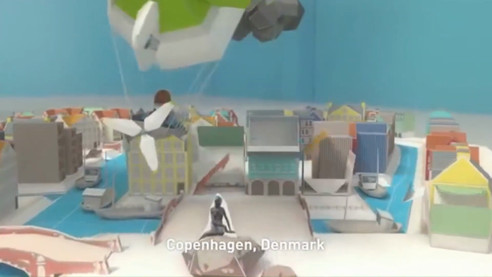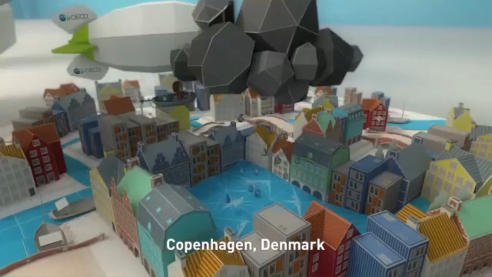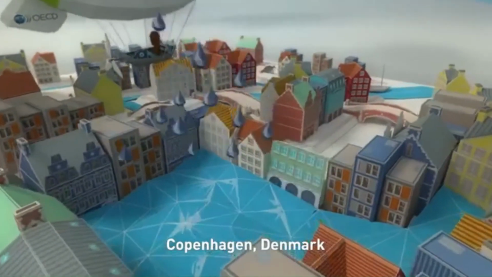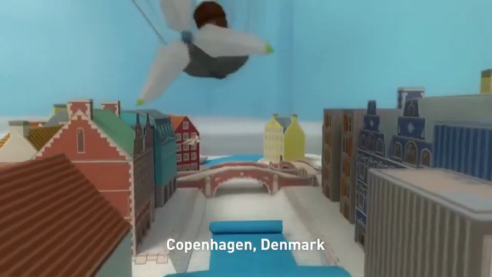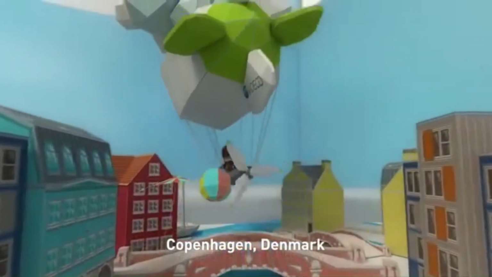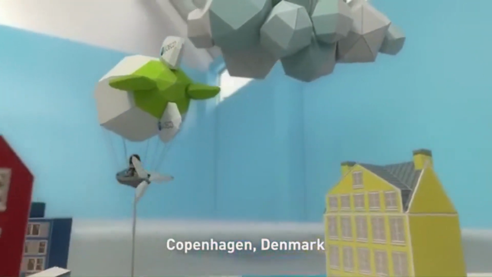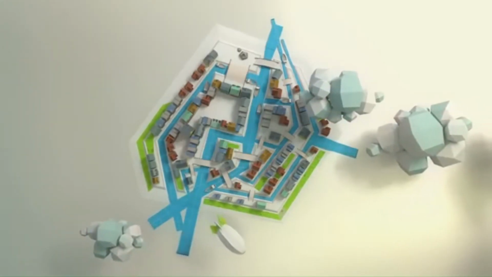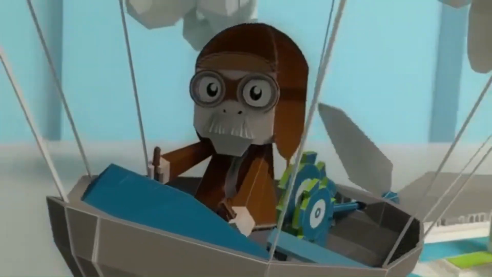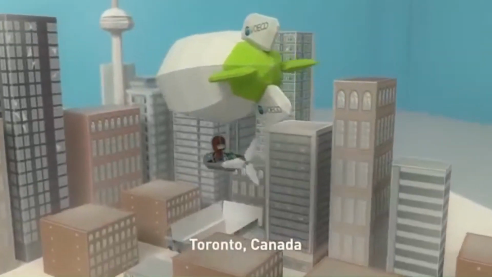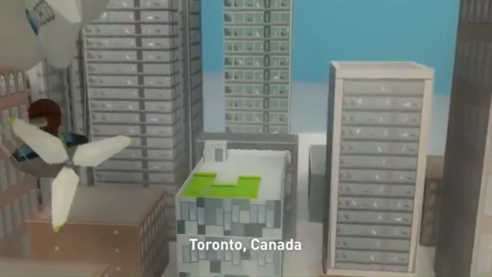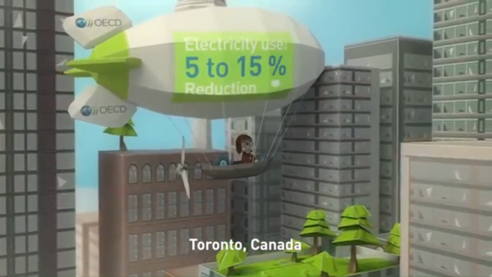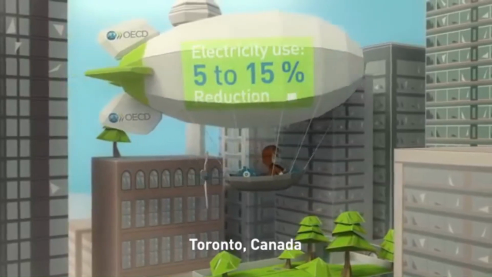Copenhagen is creating new green spaces and waterways to deal with cloudbursts that can dump 15 centimeters of rain in just 2 hours. This reduces the need for expensive drainage upgrades while providing space for recreation and nature. In Toronto, new large buildings are required to have green roofs. These help to keep the city cool during the summer, with a 5 to 15% reduction in electricity use while keeping buildings warm during the winter.